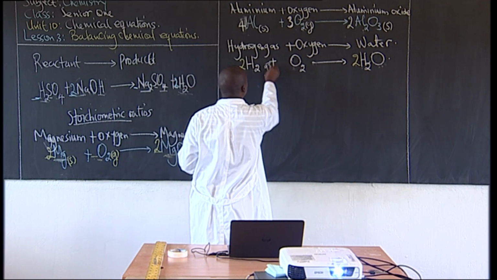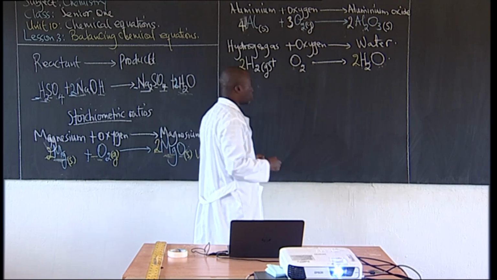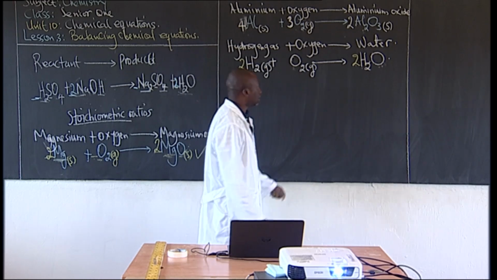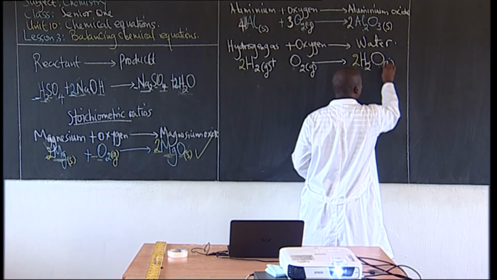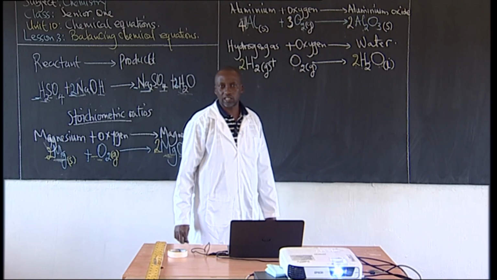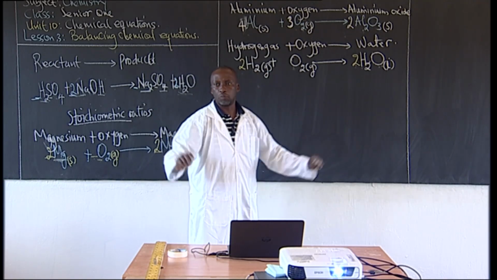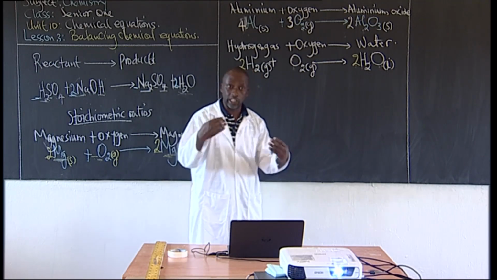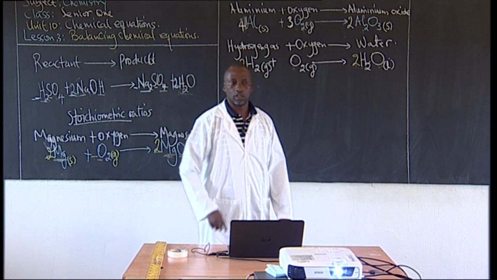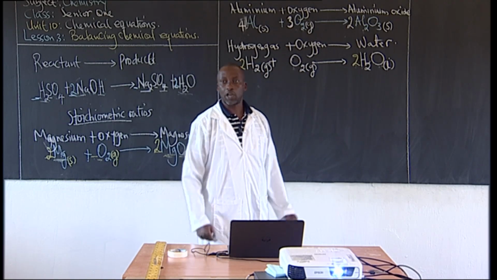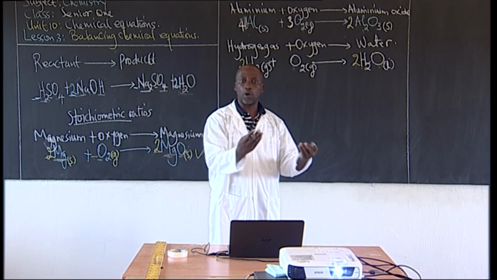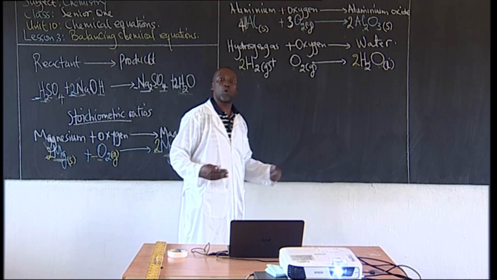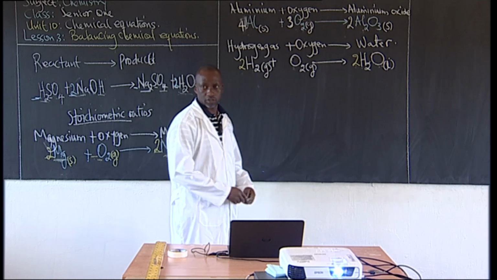Hydrogen is a gas, so we put a small g in brackets. Oxygen is a gas, we also put a small g in brackets, whereas water is a liquid. I think everybody knows that water exists as a liquid under normal temperatures. When you put it in a fridge, of course, you change the temperature, and it cools down and becomes solid. When it freezes, it becomes a solid. If you heat it and it boils, then it can change into vapor. But here, we are just talking about water under ordinary conditions.